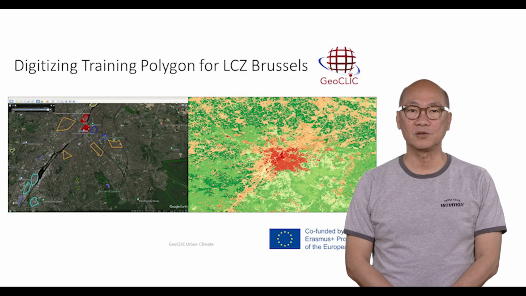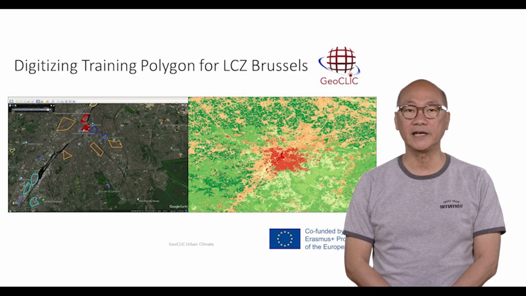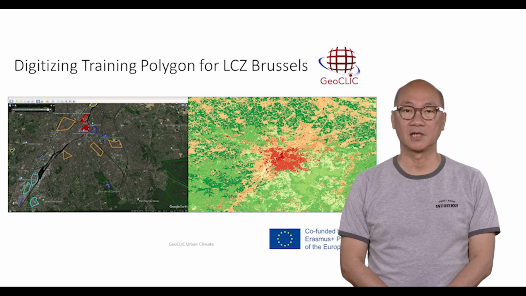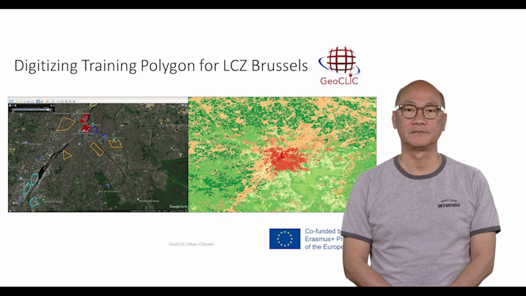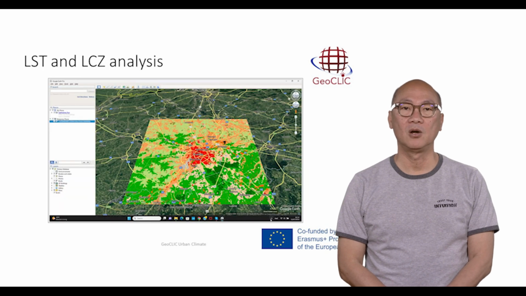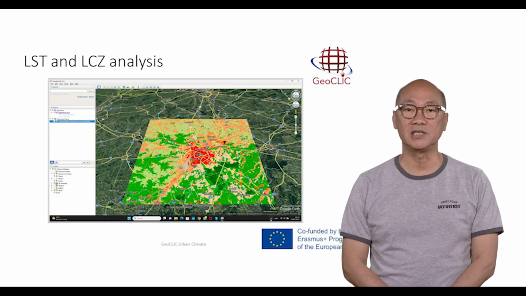The left figure shows the training polygons for different local climate zone classes overlaying on a Google Earth image. The right figure shows the classification map of Brussels. Once the map is created, it can be easily displayed on Google Earth for comparison and verification.